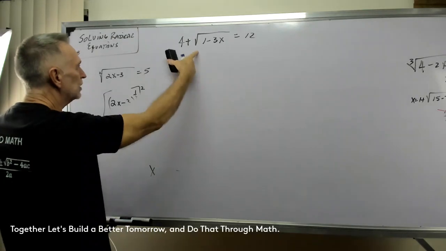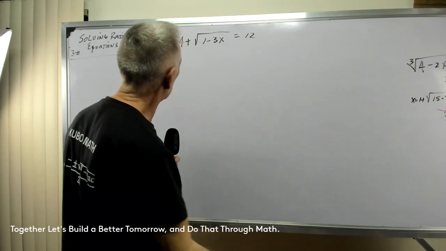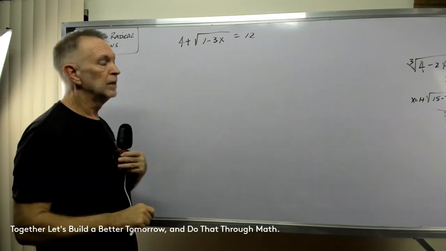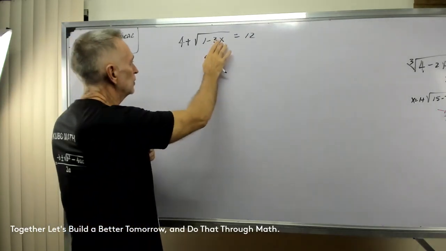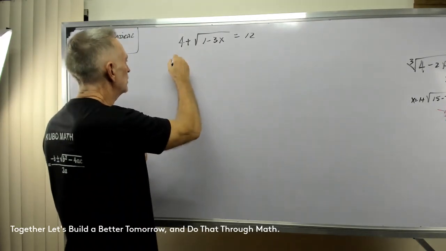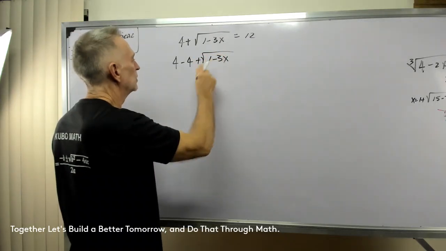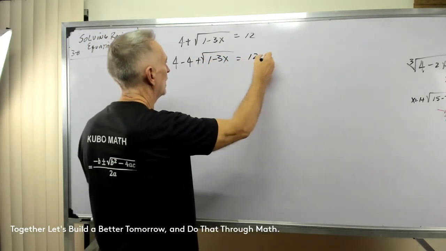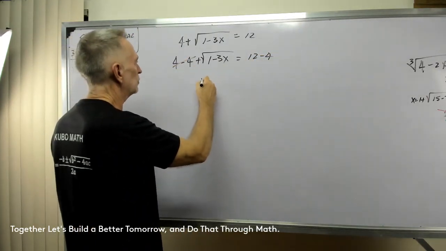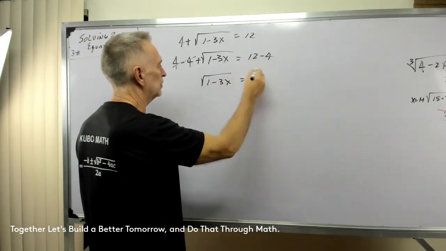All right, let's take a look at this one right up here. We have 4 plus the square root of 1 minus 3x equals 12. Let's get rid of the 4. So if I said 4 minus 4 plus the square root of 1 minus 3x equals 12 minus 4. So I've subtracted 4 from both sides. These cancel. It leaves me with the square root of 1 minus 3x equals 12 minus 4, which is 8.